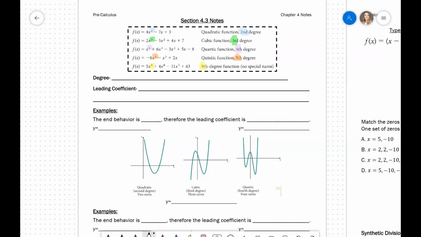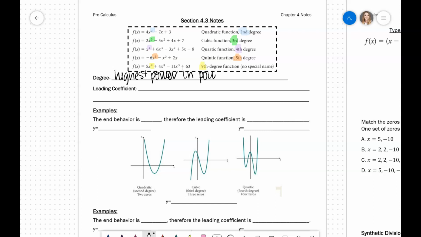Highest degree is 2. It has 3 terms, so we'd call it a trinomial. The next one is a cubic because the highest power is a 3. It has 4 terms. Next one is a quartic. 4th degree is the highest. Next one is a quintic. Notice this one has 3 terms, so we'd call it a trinomial, but highest power is 5, so we call it a quintic function. Last one is a 9th degree. There's no special name for that. So the degree of a polynomial is the highest power in the polynomial.